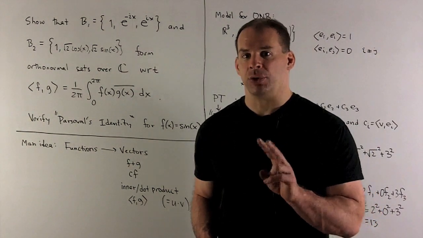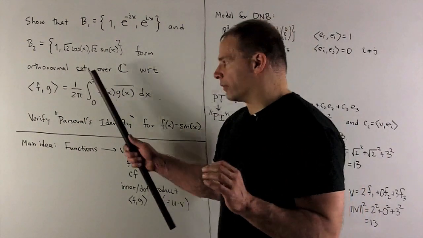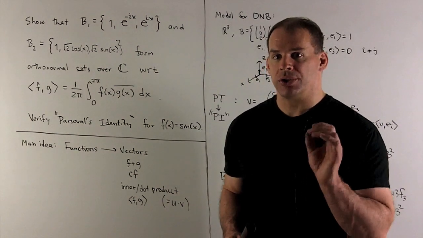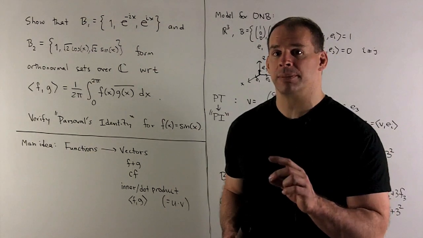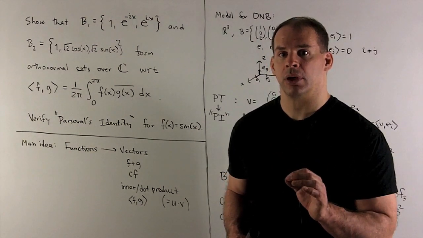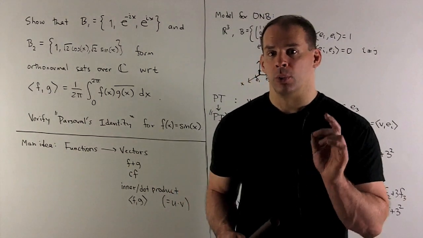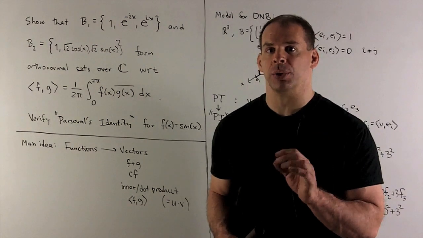Now, if I have two functions f and g, we define their inner product by 1 over 2 pi times the definite integral from 0 to 2 pi of f of x times the complex conjugate of g of x dx. Once we verify the orthonormal set property, we want to verify Parseval's identity for the function f of x equal to sine x.